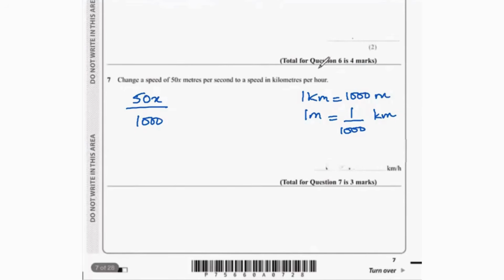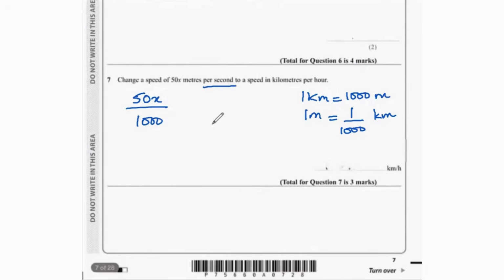Then metric conversions. We have to change a speed of 50x meters per second to a speed in kilometers per hour. So we're going from a smaller unit to a bigger unit. So for 50x meters, we have to divide 50x by 1000. Why? Because 1 kilometer is equal to 1000 meters, which means if we go from meters to kilometers, 1 meter would be 1 over 1000 of a kilometer. So to convert 50x meters into kilometers, we divide by 1000.